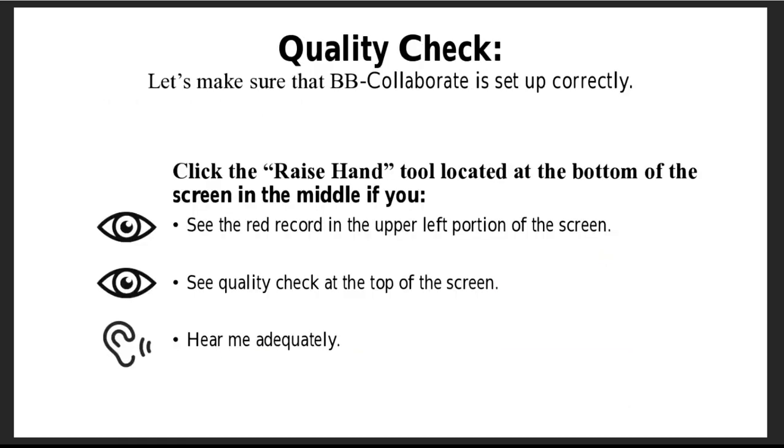And finally, we will do a quality check. First, I'm going to go ahead and just check to make sure that I see the red record button in the upper left portion of the screen to make sure that I am, in fact, recording the session. And then for both of us, actually, go ahead and look at the top of the slide. You should see quality check, and then make sure you can hear me adequately.